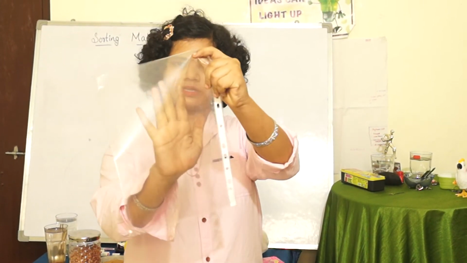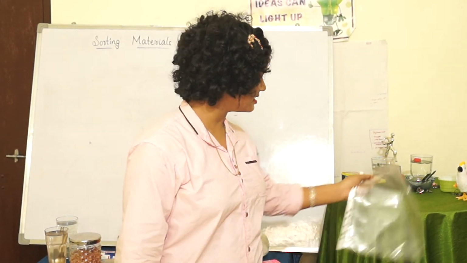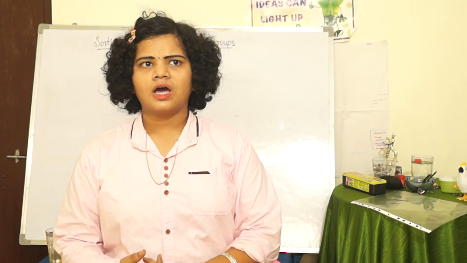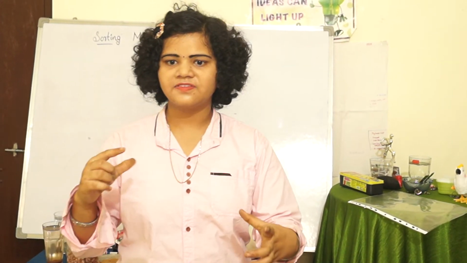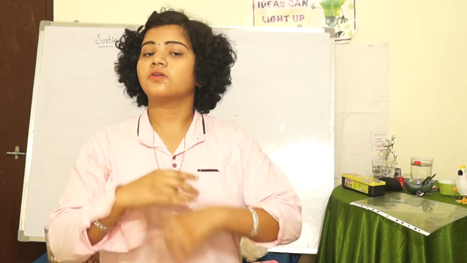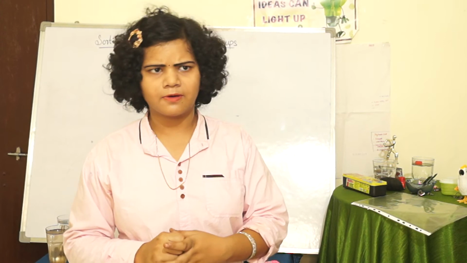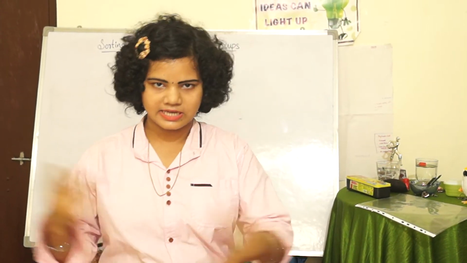Let's say I have this one. You can see my hand through this one, so this is the transparent one. And translucent are objects through which we can see, but not very clearly. We can see, but not very clearly. Such things are called translucent.